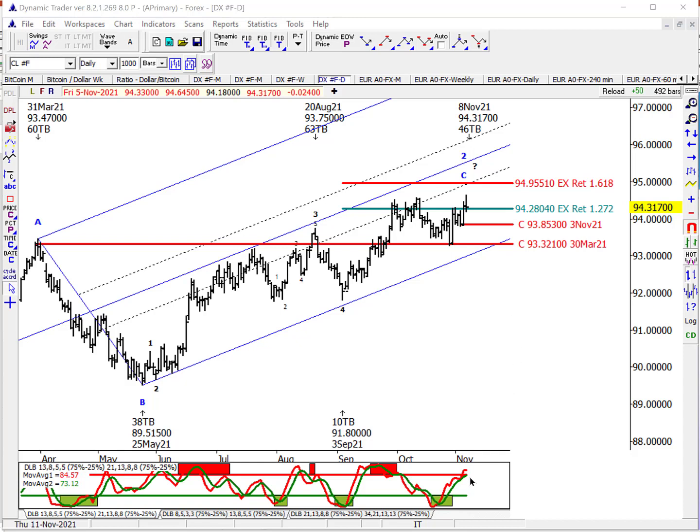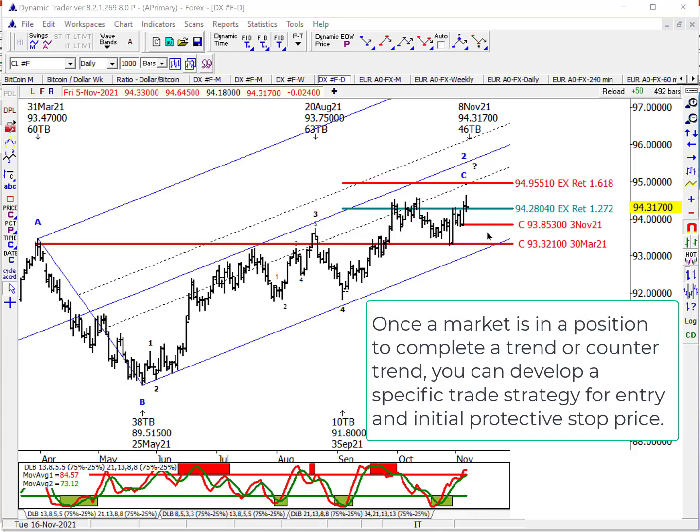And here's the daily momentum. It's just reached overbought as of Friday. So it's in a position to complete a daily high within the next day or two, more than likely. Sometimes 2 to 3 days after it just reaches overbought, then we get the bear reversal. But we can wait for that to occur, or here's the trigger.